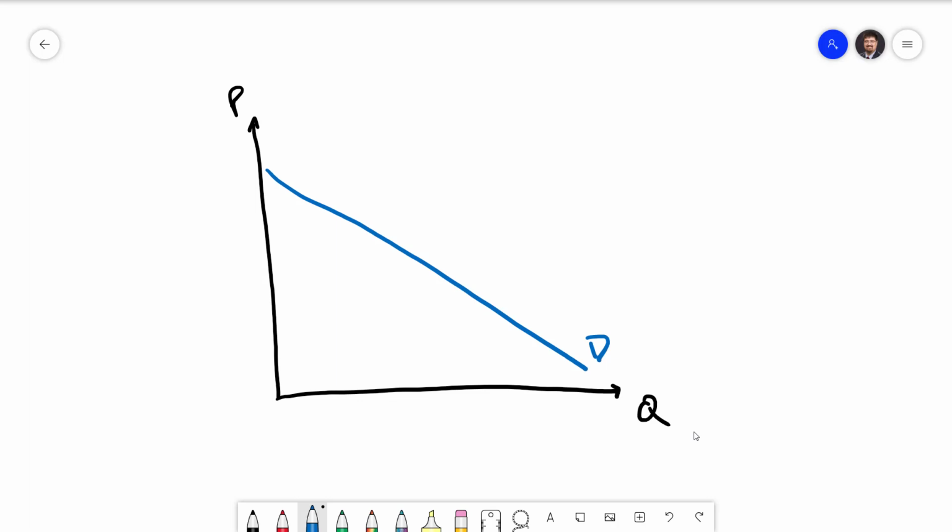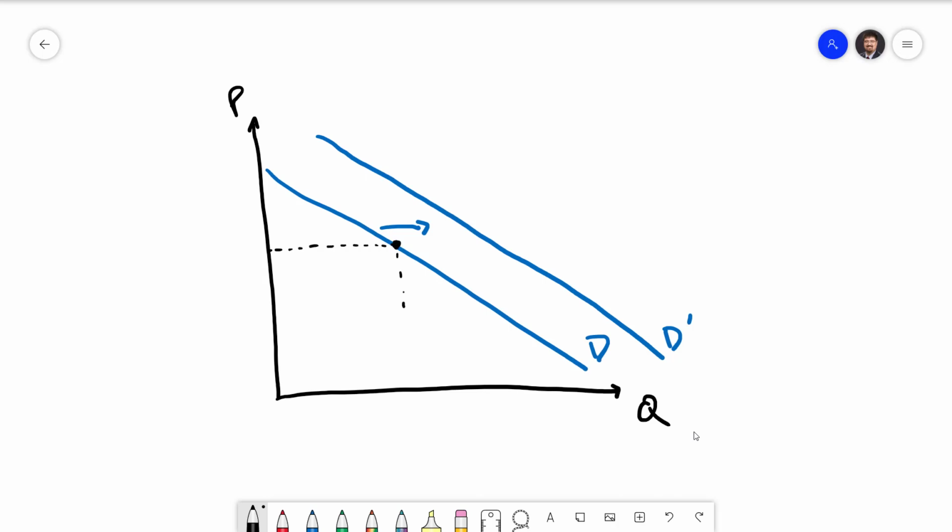When demand shifts, the entire curve is moving to the left or to the right. An increase in demand is a shift to the right. If I draw a new demand curve in, I'll just call that D prime. We can look at any given price, let's say this one right here, and we can compare the quantity demanded at the old demand curve to the quantity demanded on the new demand curve. We can see that at the same price, there's now more quantity demanded at that same price.